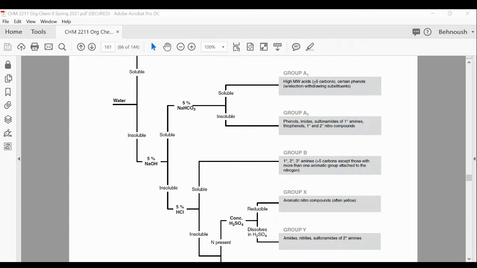So when you see bubbles, that means that you had carboxylic acid and you added sodium bicarbonate. So you see those bubbles. So if it bubbles or reacts, you know that you have carboxylic acid. But if it doesn't dissolve or doesn't react, then you know you have phenol.